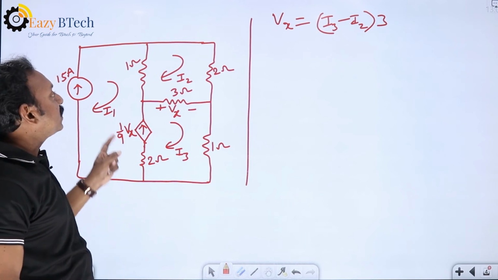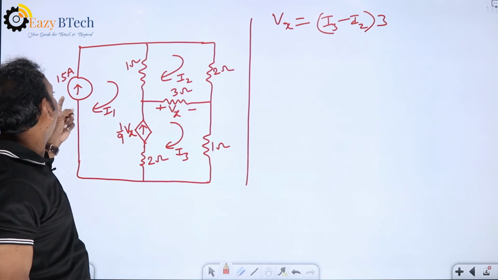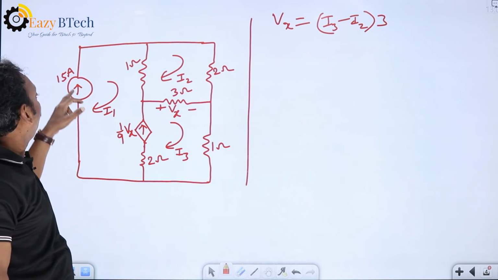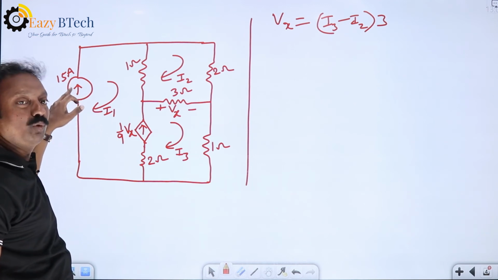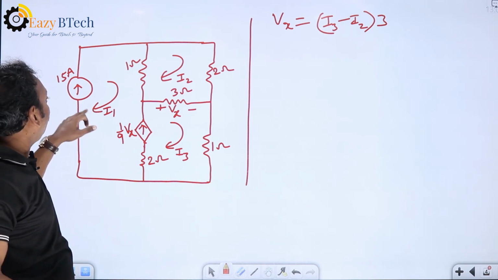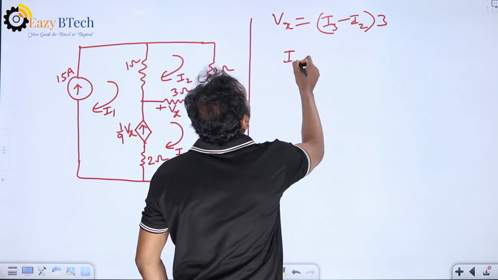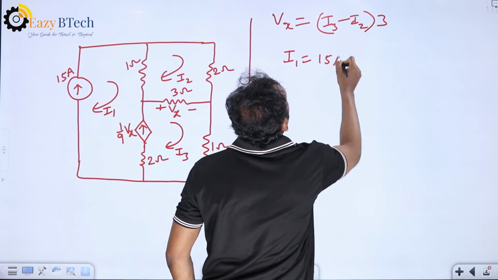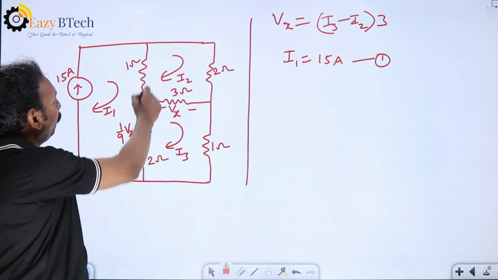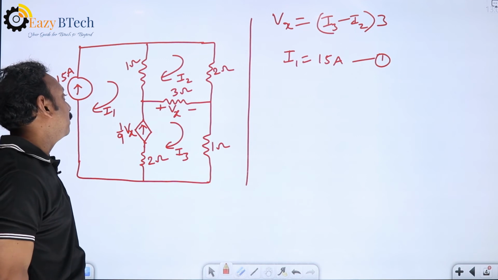Now, first equation. This is the corner current source, so there is no need to apply KVL. I1 is already given in the circuit diagram. The I1 current direction and the 15 ampere current source direction are both the same. This is the corner current source. Therefore, I1 equals 15 ampere. One equation. Already you know one variable, so we just have to find the I2 and I3 values.